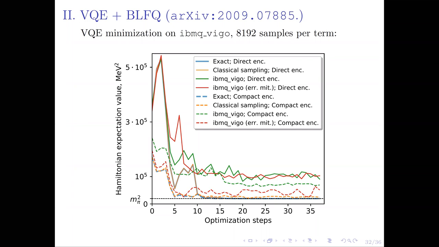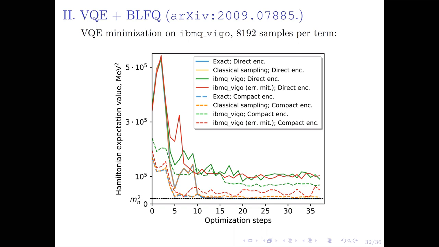The green line is calculating expectation values on a quantum computer, and the red line is the same thing with some measurement error mitigation on top of this. So what are the results? Well, first of all, in all cases, the minimization sort of works. The results converge with various errors.